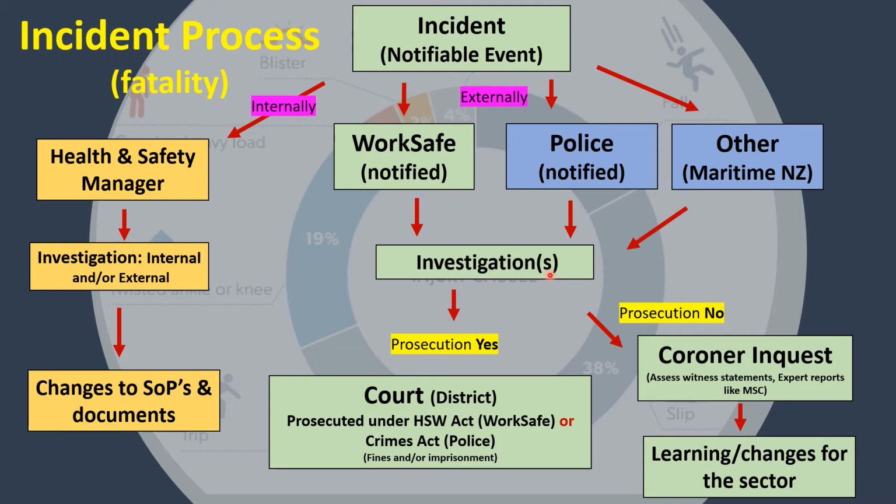If there's no prosecution, it will go to the coroner, and a coroner is an experienced lawyer. They come through the experienced lawyer process and end up investigating workplace fatalities, and they will gather a whole lot of information from different witnesses, police statements, even technical experts, and then identify learning for the sector from that fatality.